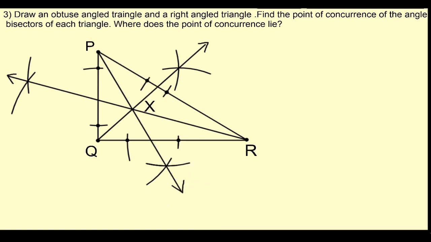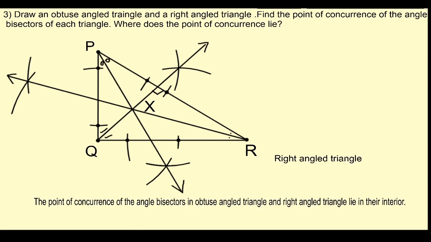Name the point of concurrence as point X. As we see, the angle bisector have divided the angles into two equal parts. So here the point of concurrence of the angle bisector in obtuse angle triangle and right angle triangle lies in their interior.